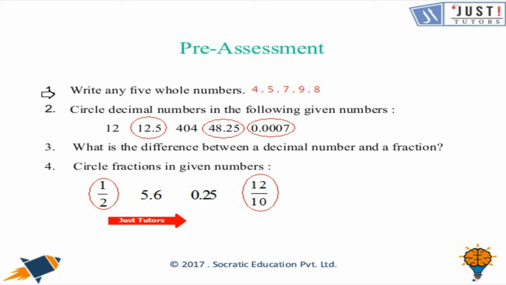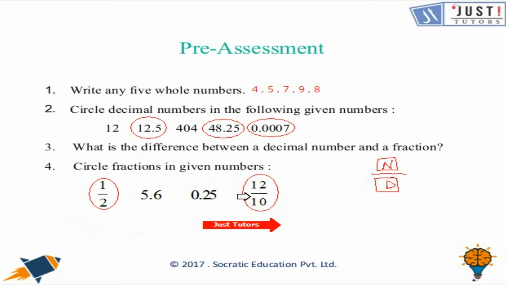Write any 5 whole numbers: 4, 5, 7, 9, 8. Circle decimal numbers in the following given numbers. They're circled. What is the difference between a decimal number and a fraction? A decimal number is a number which has a decimal point in it, and a fraction is a part which includes the top part, that's the numerator, and the bottom part, that's the denominator. Circle fractions in the given numbers. The fractions are being circled. I hope all your answers are absolutely correct.